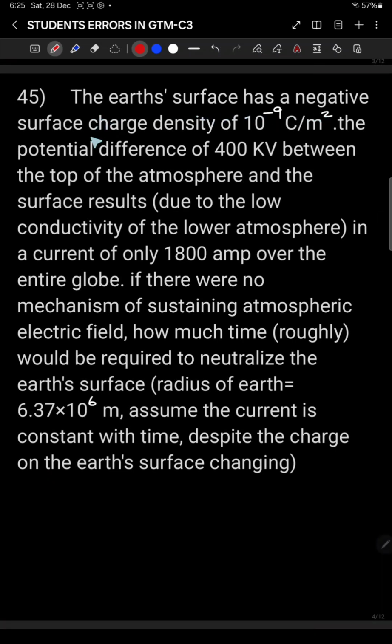The Earth's surface has a negative surface charge density. The potential difference of 400 kV between the top of the atmosphere and the surface results due to low conductivity of the lower atmosphere. In a current of only 800 amps over the entire globe, if there were no mechanism of sustained atmospheric electric field, how much time would it require to neutralize the Earth's surface?